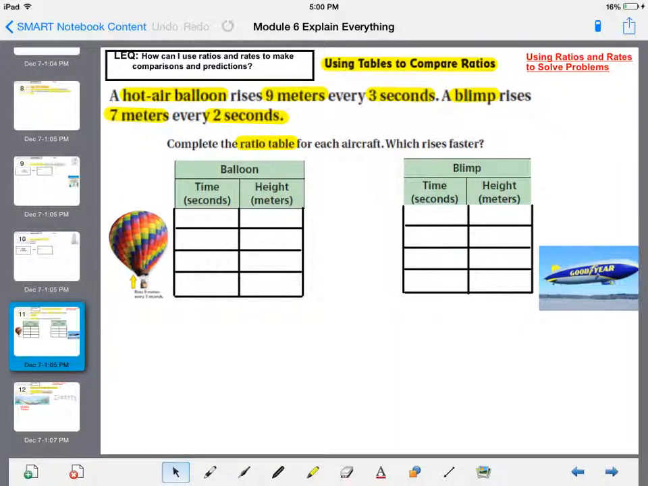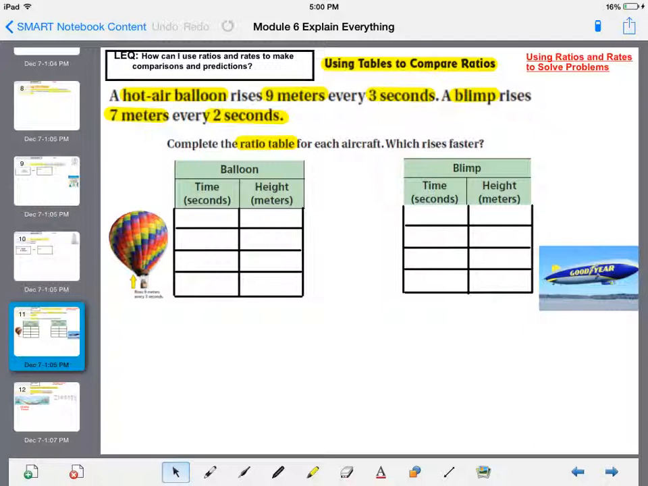This was another neat question that we did in class, and we talked about comparing a hot air balloon that rises 9 meters every 3 seconds to a blimp that rises 7 meters every 2 seconds. We were asked to complete the ratio table for each aircraft and then asked to determine which rises faster. What I thought was really cool about this is that you guys all came up with really different ways of explaining this one, and I thought that was really neat.